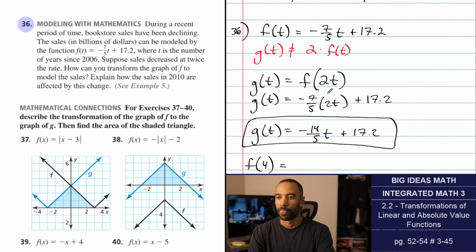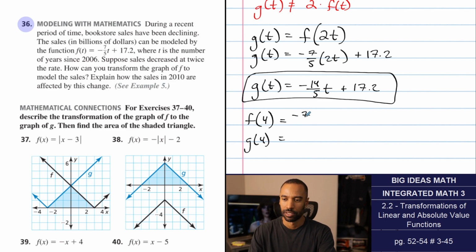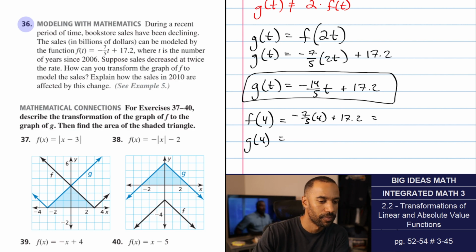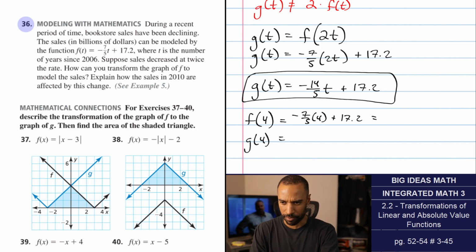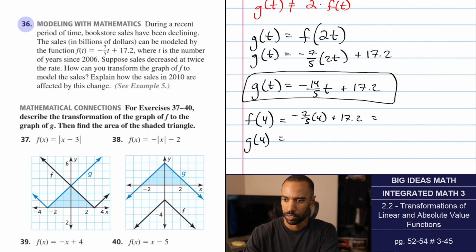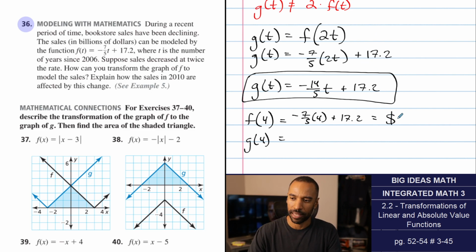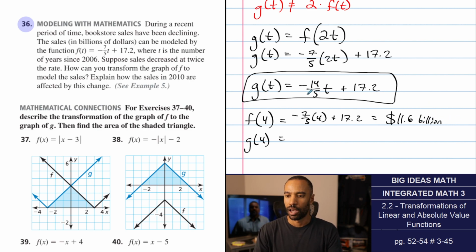So f of 4 is -7/5 times 4 plus 17.2. I'm going to use my calculator for this. I'll just use, not my graphing calculator, 7/5 times 4 plus 17.2. So that's 11.6. So in 2010, in the original format, there's $11.6 billion in book sales in the year 2010.